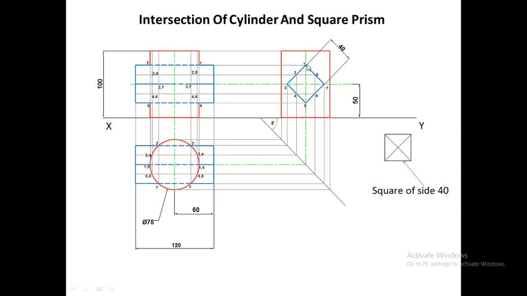The sequence will be 1 to 8, 8 to 7, 7 to 6 and 6 to 5. Again on the right side we will follow the same sequence: 1 to 8, 8 to 7, 7 to 6 and 6 to 5. So finally we have completed the curves of intersection.